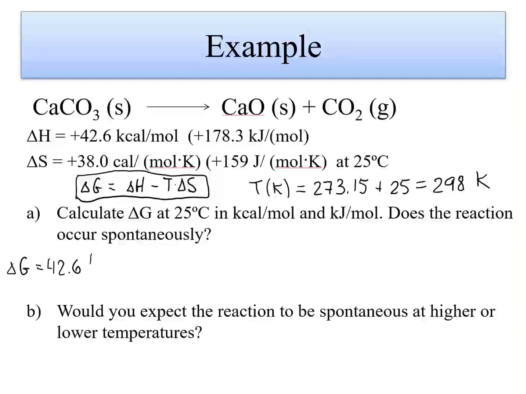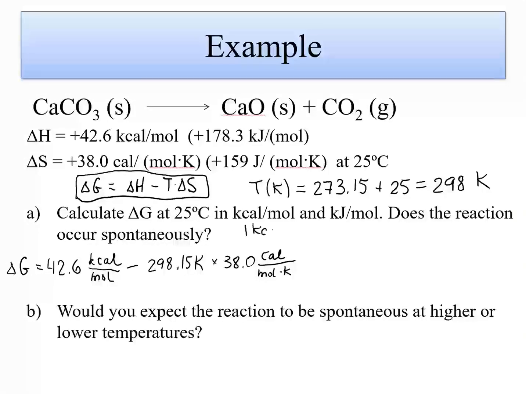42.6 kilocalories per mole. This is the value of the heat of the reaction, delta H, minus temperature in kelvins, 298.15 kelvins, multiplied by delta S, or the entropy change. This is a positive value, 38.0 calories per mole Kelvin. I also need to remember to change my units. I want to get rid of the calories.